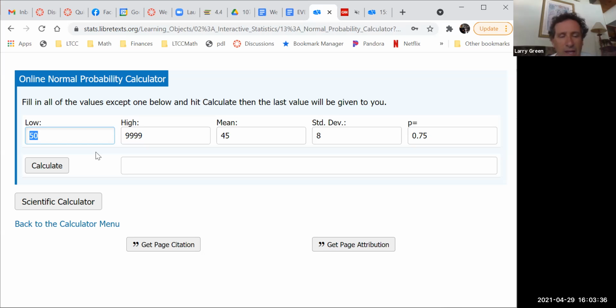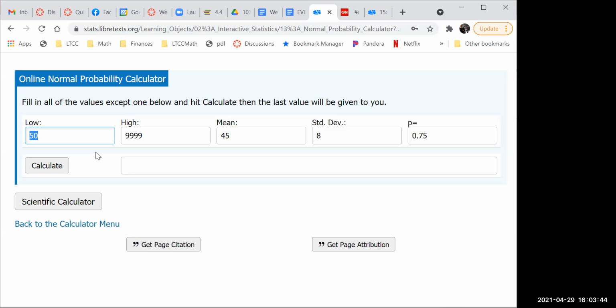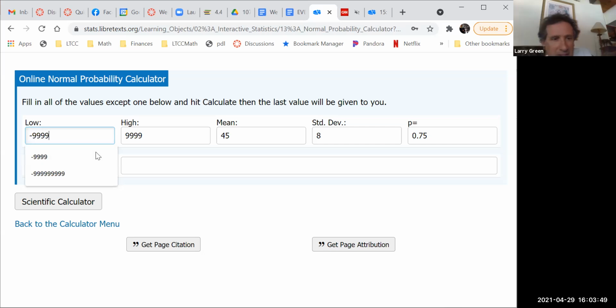So what do I do for the low? If I want the probability less than x to be 0.75. You could do 0, but probably negative a bunch of nines is better. You'll get the same answer in this case.